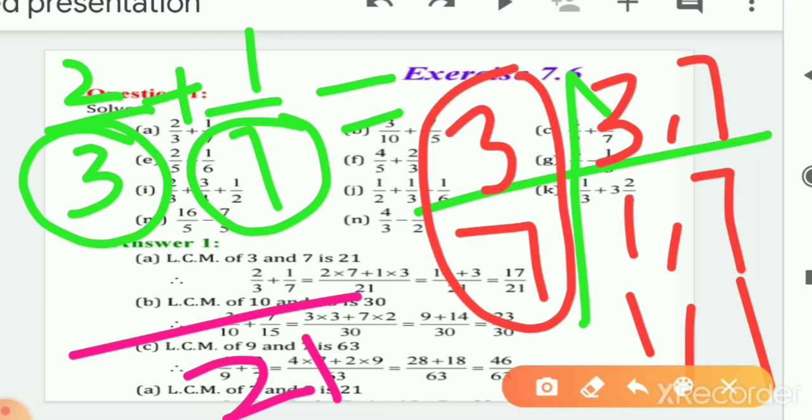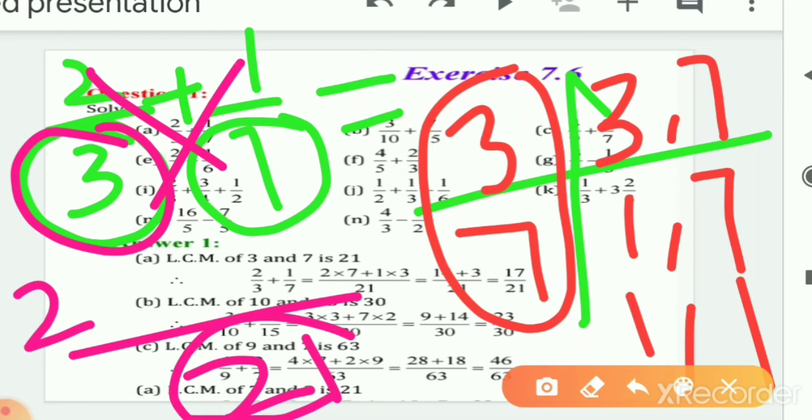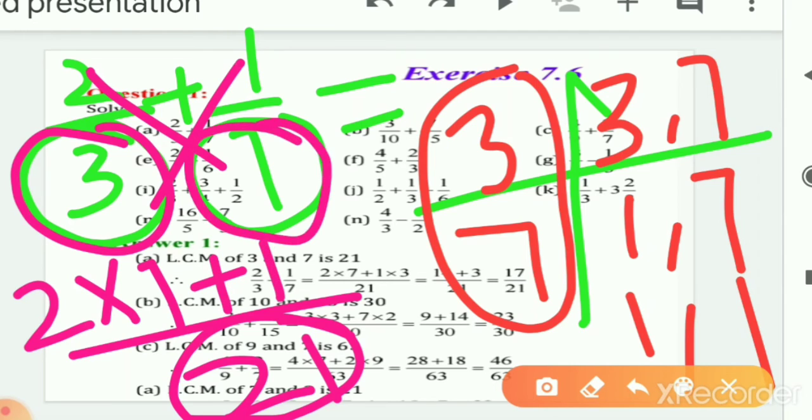Now either you can cross multiply after taking the LCM, or you can check like this. Just write the above number 2 here, and in the table of 3, 21 comes how many times? 7 times. So multiply it by 7. Then the plus sign will come, and 1 will come as it is. In the table of 7, 21 comes how many times? 3 times. So 7 threes are 21, so multiply 1 by 3. Now we will solve this. 2 sevens are 14, 14 plus 3 is 17, so 17 by 21 is our answer.